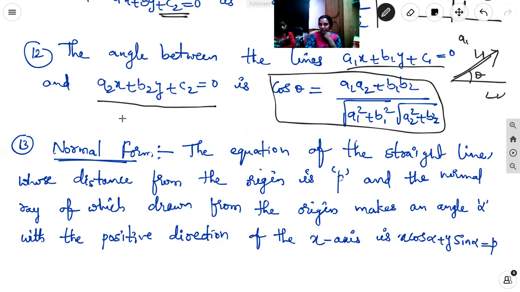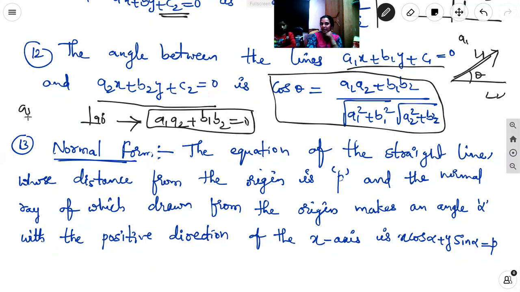And we know that if the two lines are perpendicular, that makes a 90 degrees angle. cos 90 is equal to 0, so if the two lines are perpendicular, the relation is a1 a2 plus b1 b2 is equal to 0. If the two lines are parallel, the ratios are same, a1 by a2 equal to b1 by b2. Already we studied this in 10th standard.